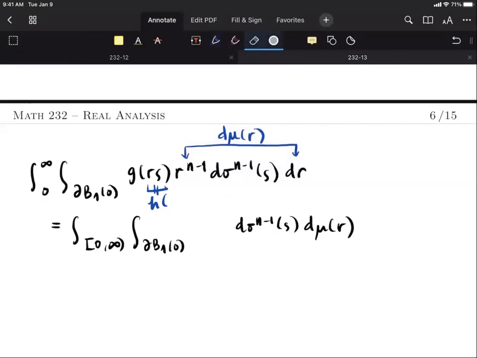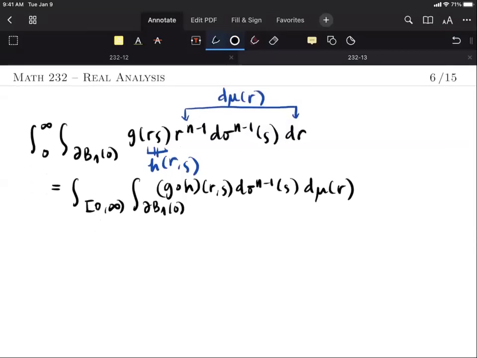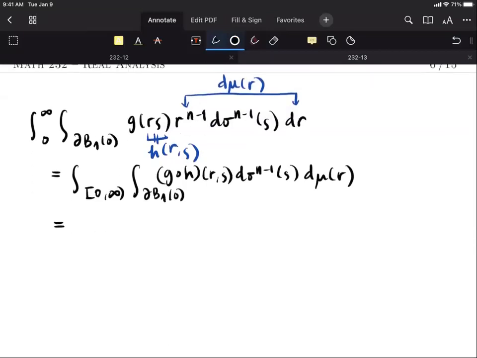Or I should say h rs. Okay, so with this we now have the following. So this must be the composition of G and H R, S. According to Fubini's theorem, I can write this as a single integral. This would be the Cartesian product of the sets times the composition of G and H. Here I will now ignore the variables of integration.